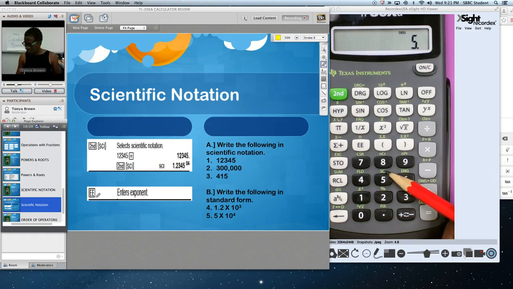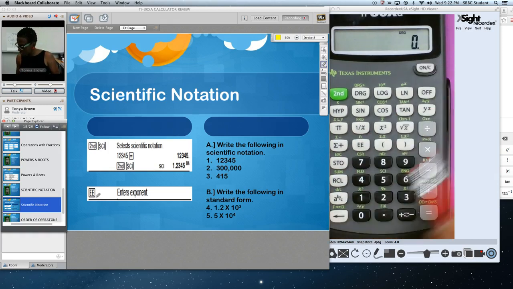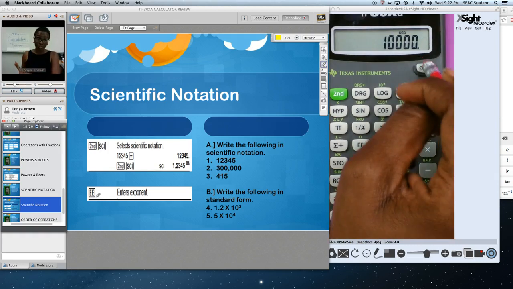Then we also have a button here, which is the EE button. Now, the EE button, you may think to yourself, E means exponent. That's true, but it's only exponent to the power of 10. So let me just explain that to you real quick. If I were to press the EE button, it is going to put 10 to whatever power I say. Oh, I'm sorry. I explained that wrong. So the EE button is times 10 to whatever power.